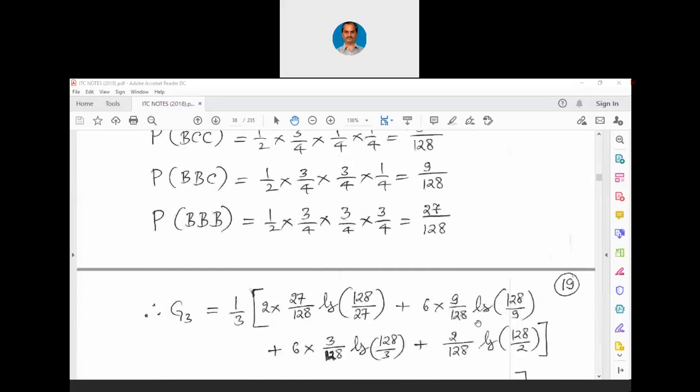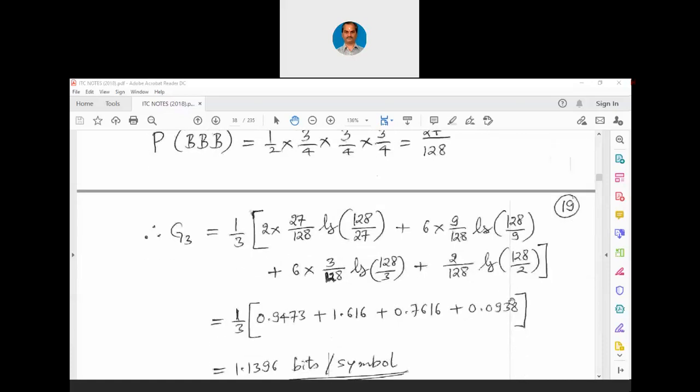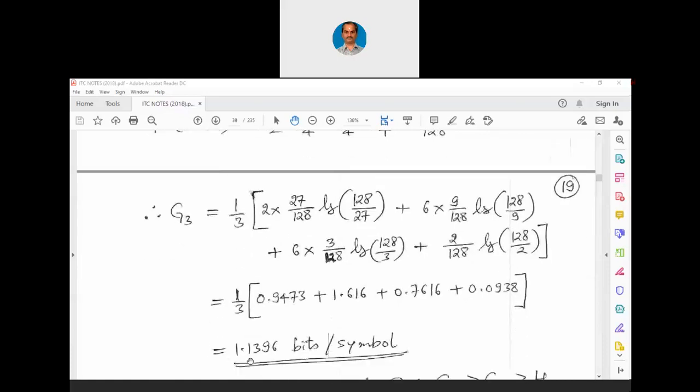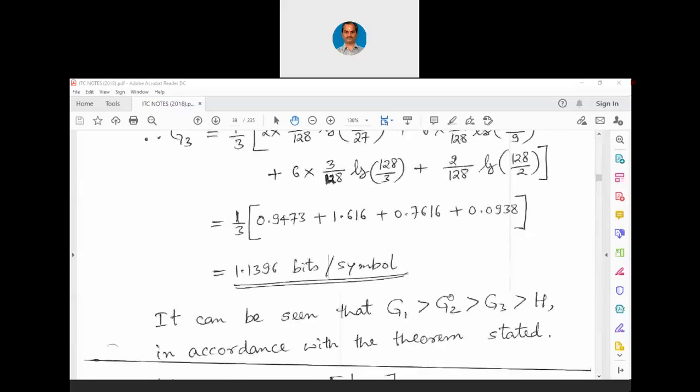I have put 2 into 6 into 6 into, because there are same values repeated 6 times and twice. So finally, we get G3 is 1.1396 bits per symbol. As I was telling you, it is further reduced. So it can be seen that G1 is greater than G2, G2 is greater than G3, and G3 is greater than H in accordance with the theorem stated.